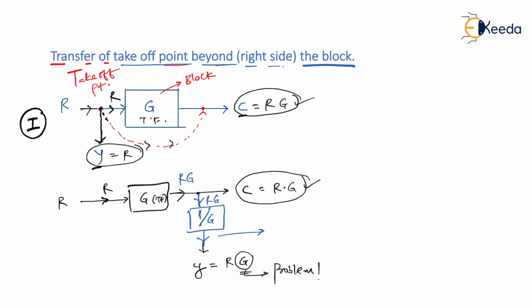Then if you look at the output, then you know that for every block input, output is input multiplied by transfer function. What is input? Input is RG. What is transfer function? 1 upon G. Can I say G will get cancelled, and effectively you'll get Y equal to R only. And now can I say problem is solved?